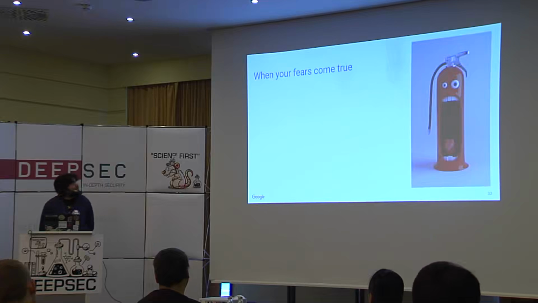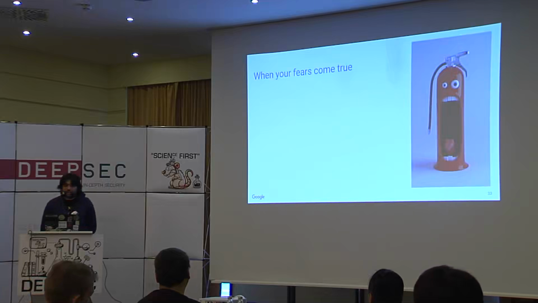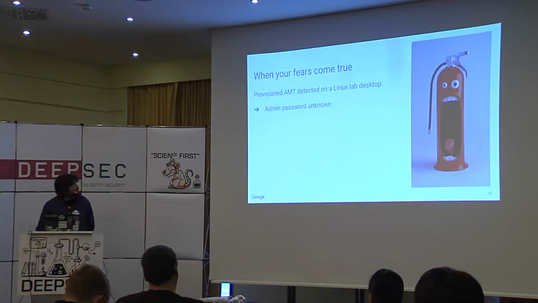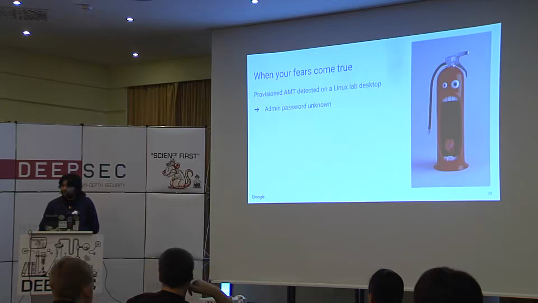So this actually happened. A plugin I had written for internal network scans detected a provisioned AMT on the Google internal network during a regular scan. We didn't know the admin password, and the owner said he had no idea what this was. So panic, time to investigate.